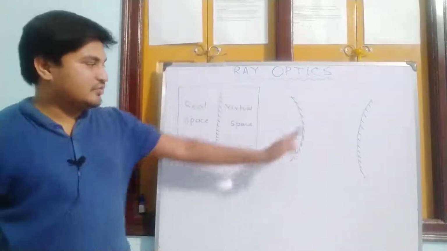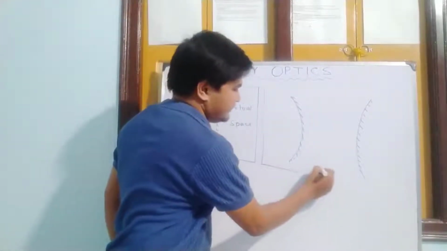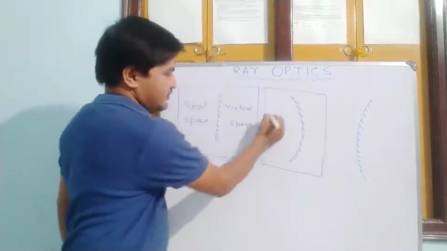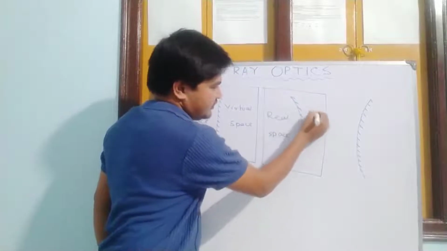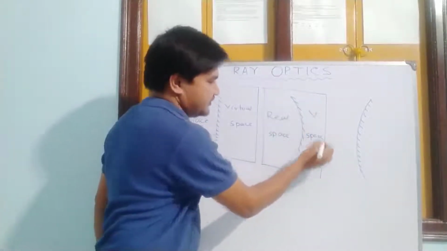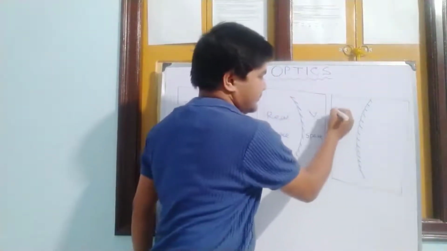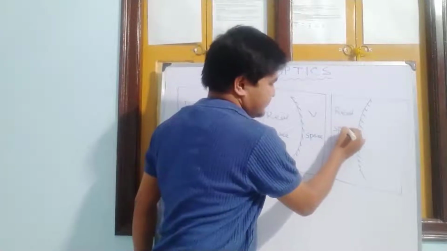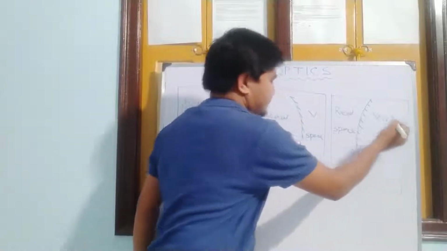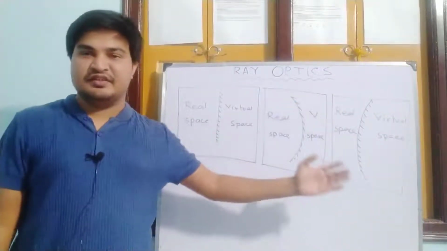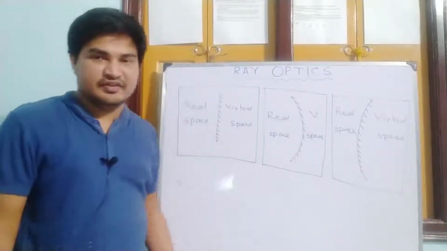So any image formed in this zone is called virtual. This is real space and this is virtual space. In case of this one, this is also called real space, this is virtual space. Any image that forms in the virtual space is of virtual nature, and any image that forms in the real space is of real nature.